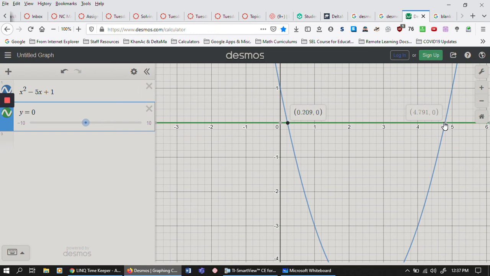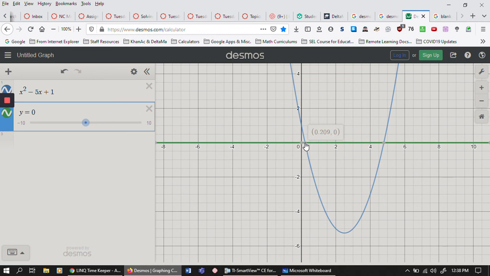So it should be fairly easy for you to use the Desmos graphing calculator, graph the graph that they're telling you about, and point out those x-intercepts. This is an x-intercept here, and this one is too, so for this particular graph, there are only 2 x-intercepts. Okay? These 2 here.